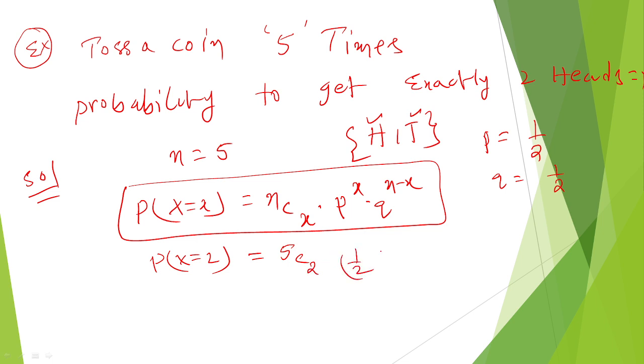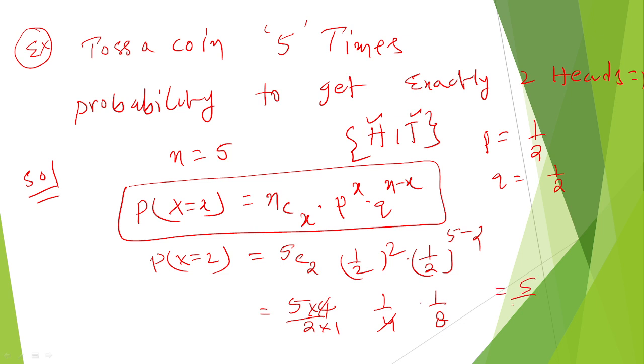So out of 5 times, 2 heads are required. 1 by 2 whole power 2, 1 by 2 whole power n minus x, 5 minus 2. 5C2 means 5 into 4 by 2 times. 1 by 2 square means 1 by 4. 1 by 2 cube means 1 by 8. So 4 cancels, and that is equal to 5 by 16. So it is almost 0.3, that is a 30% chance.